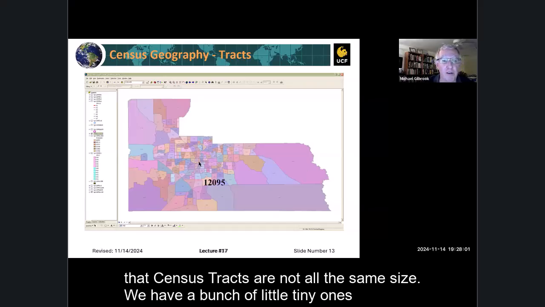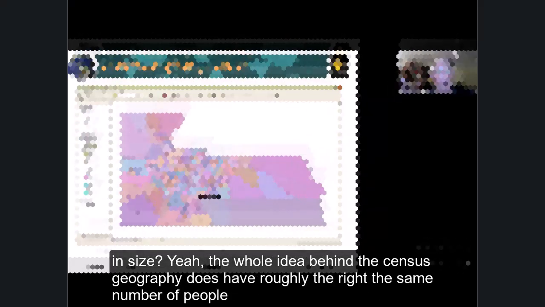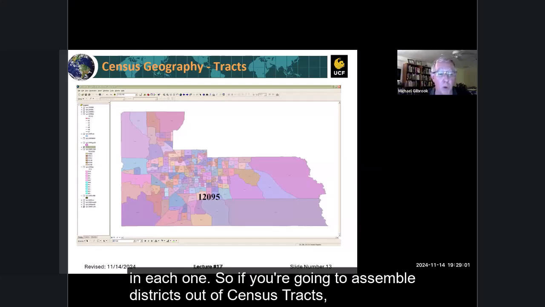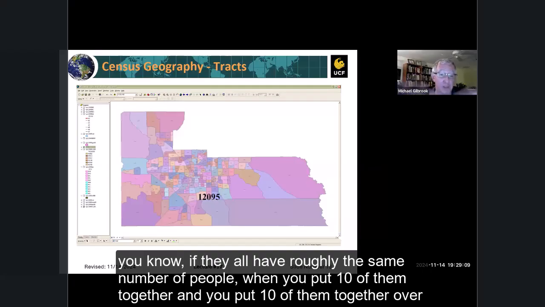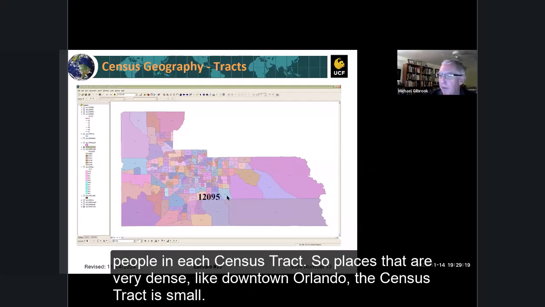Notice that census tracts are not all the same size. We have a bunch of little tiny ones here and some really big, huge ones out here and out here. So why are they so different in size? The whole idea behind the census geography is to have roughly the same number of people in each one. So if you're going to assemble districts out of census tracts, when you put 10 of them together and you put 10 of them together over here, they all have the same number of people. So yes, they're sized so as to have roughly the same number of people in each census tract.